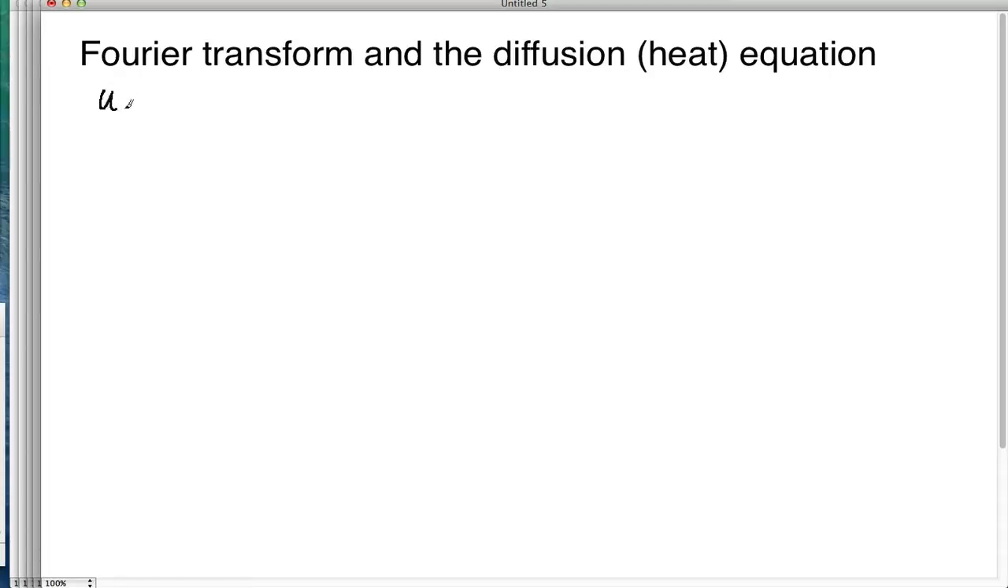Of course, the diffusion equation is u_t = D u_xx, where D is the diffusion constant. If we're talking about the heat equation, this would also be just that heat conduction. And then we also have an initial condition, u(x, t=0) = f(x). And now we're on the real line, right?